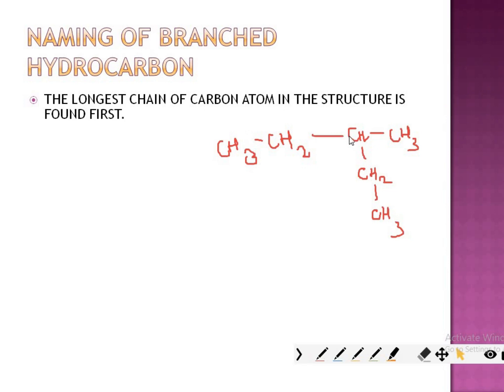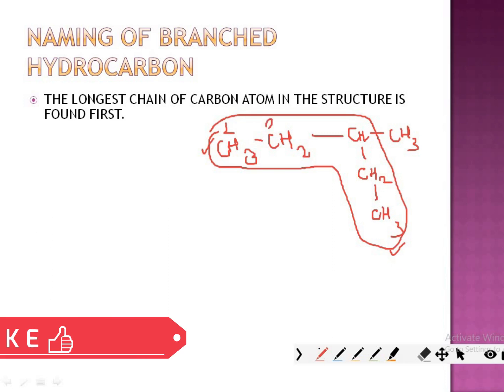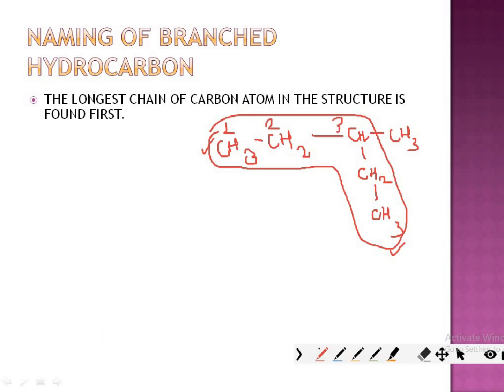First chain we identified is this chain, it was having 4 carbons. Second we have this chain, it was also having 4 carbons, right? Now the last chain we will have is from this end to this end. How many carbons will we have here? This chain will have 1, 2, 3, 4, 5. So it will have 5 carbons.